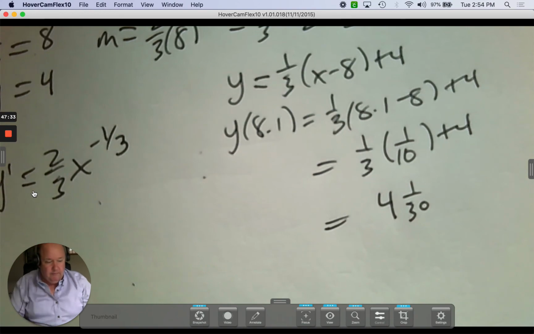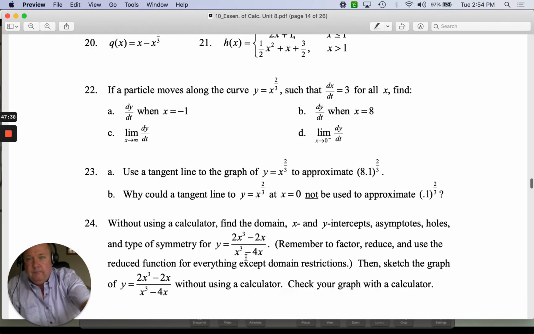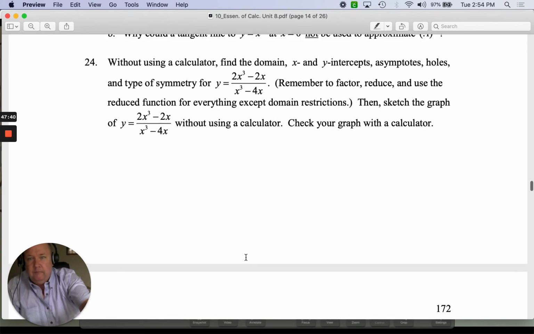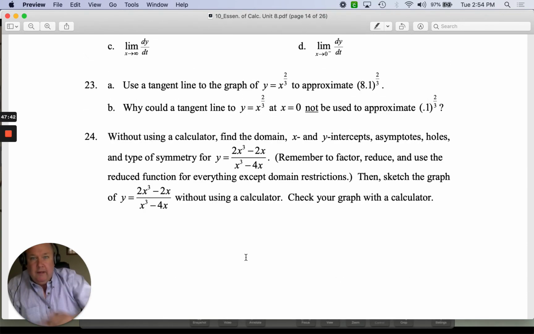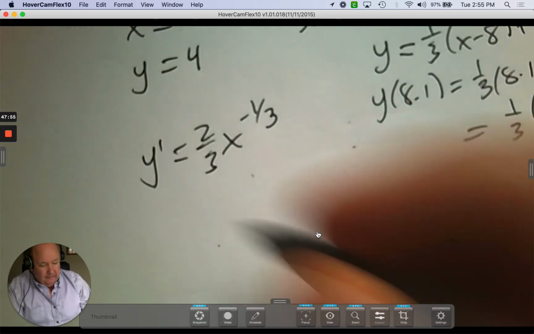And then part B, what does part B ask? Why could a tangent line at x not be used for it? And so the problem with that is there's no tangent line at 0 because the derivative is undefined at 0. So there's no tangent line there. So that's A. B.